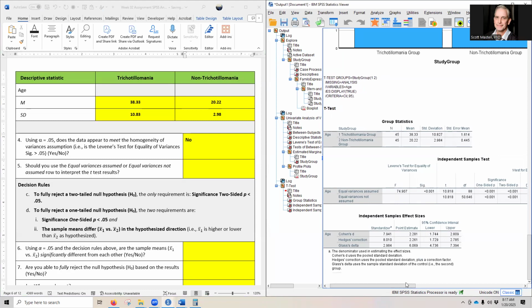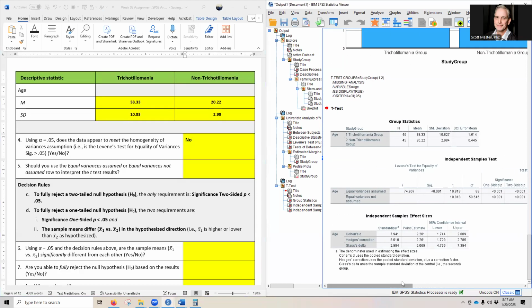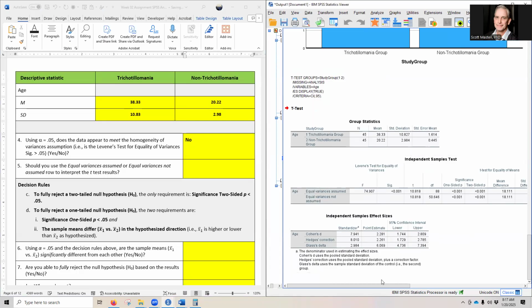So doing that, let me scooch over and see what's over there. Let me shrink this a little too. There you go. Again, because this sig is less than 0.05, it means we violated the assumption. The question is, does the data appear to meet it? No, it does not. So should we use equal variances assumed or equal variances not assumed? We are going to use the equal variances not assumed line of results. So I'm going to copy this and paste this over here.